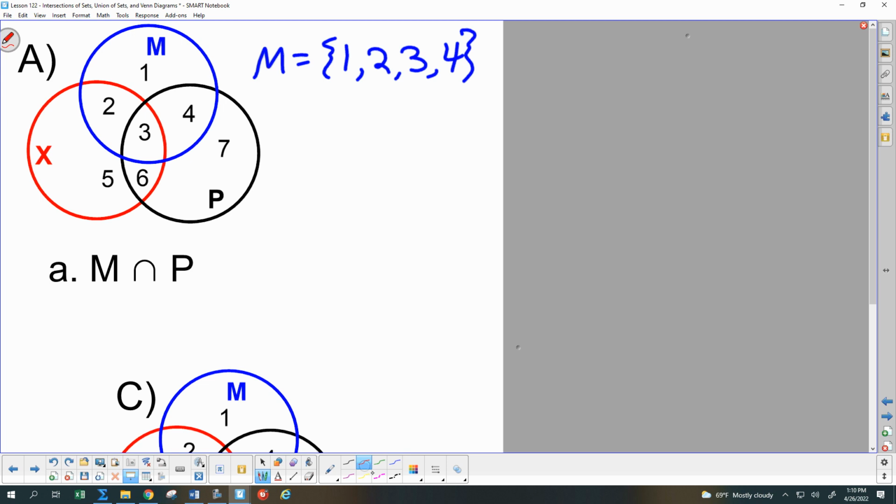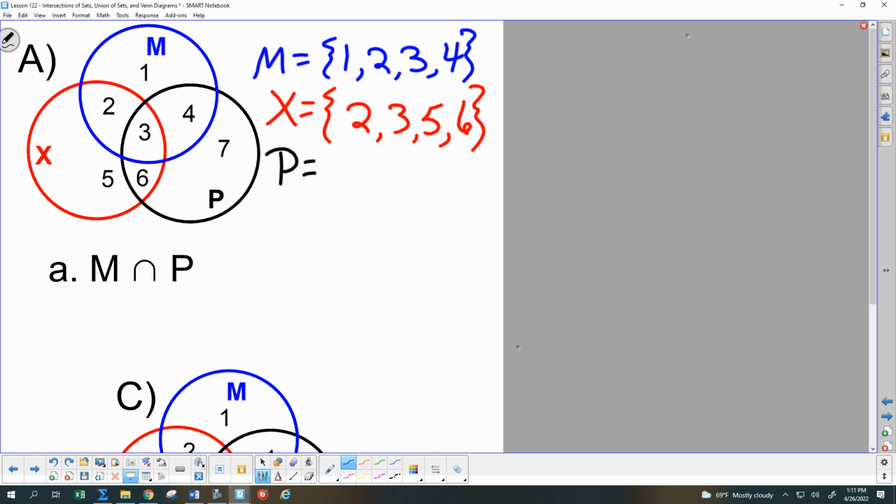And then let's take a look at set X. So that's the red circle. Tell me everything, please, Addie, that's inside that red circle. 2, 3, 5, and 6. Good job getting those in order, just because that makes it easier to compare our answers with each other.